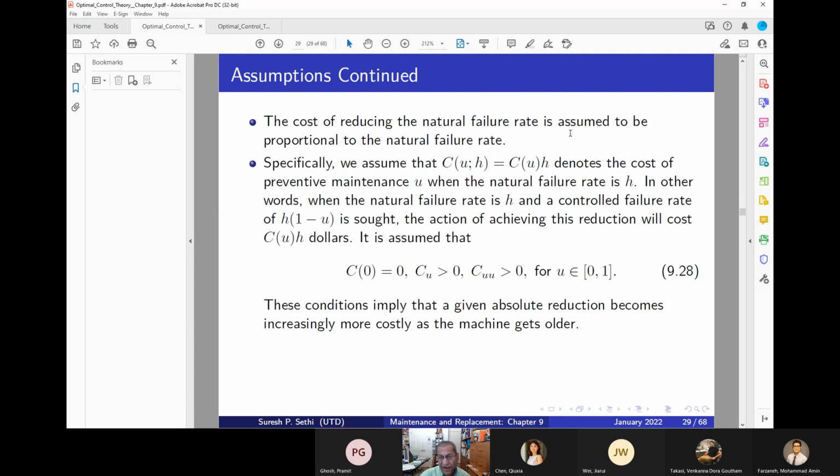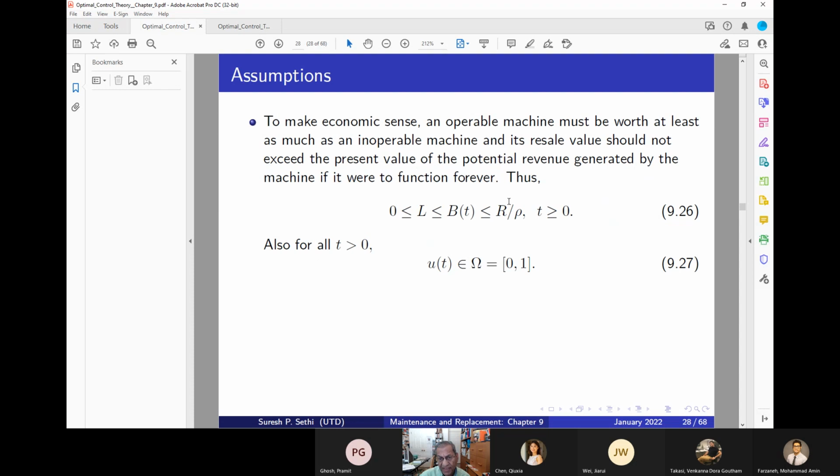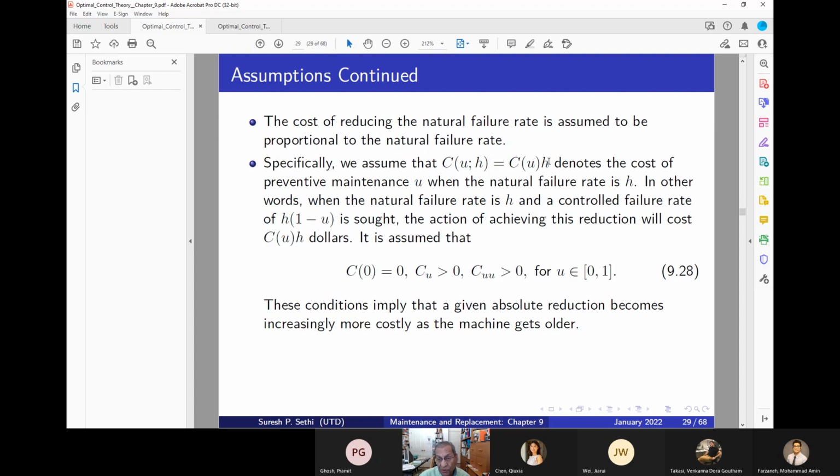The cost of reducing the failure rate, we're going to assume that it is nonlinear in U, but linear in H, for simplicity. That means that if I were to maintain preventively at U, when the natural rate is H, this is my cost. In other words, when the natural failure rate is H, a controlled failure rate H(1 minus U) is sought.